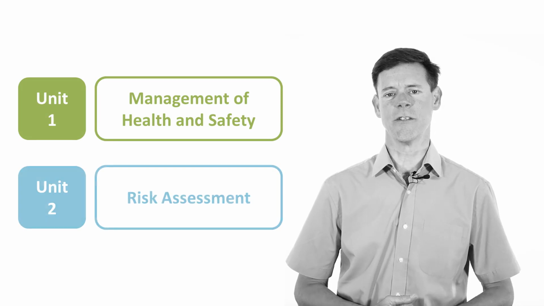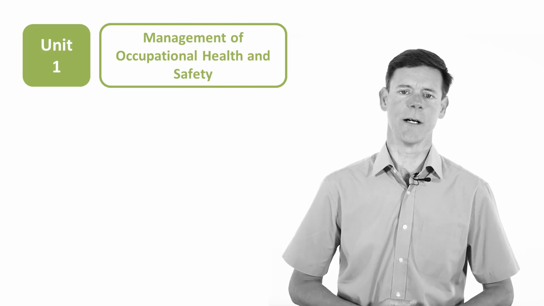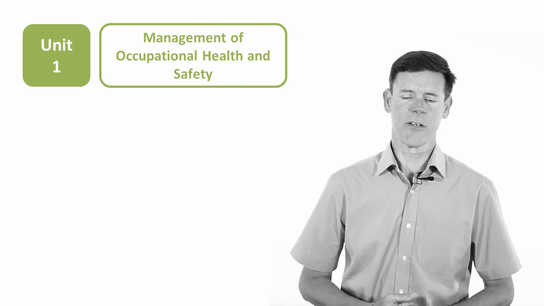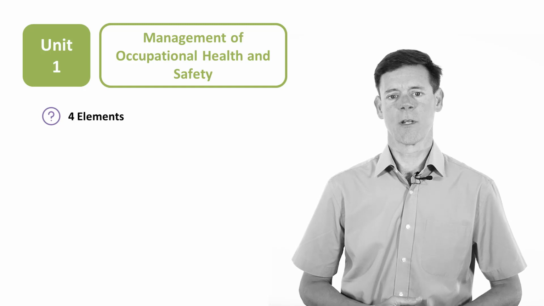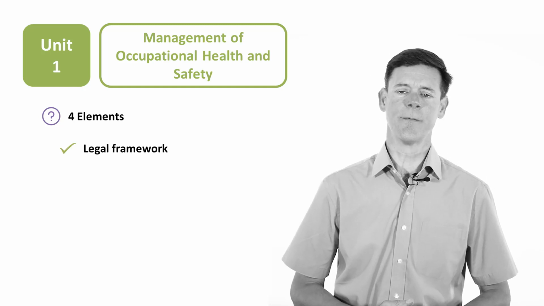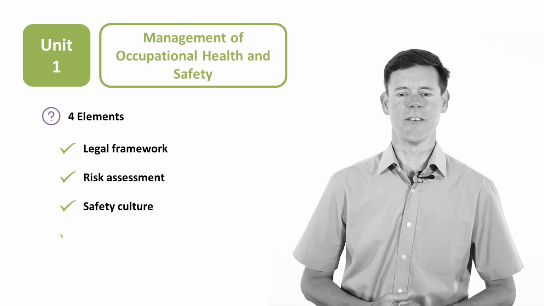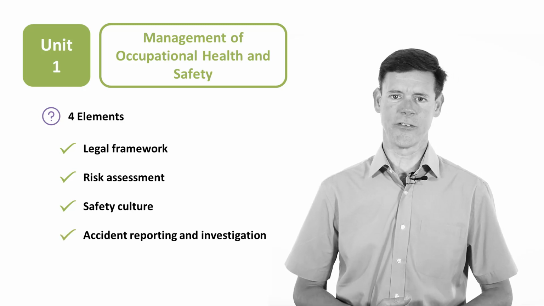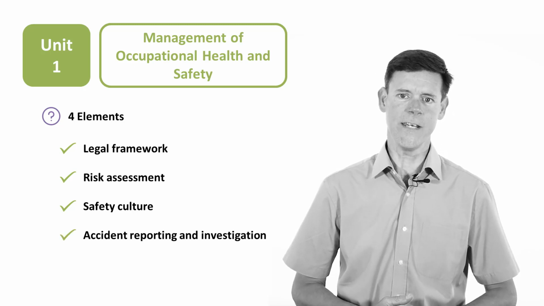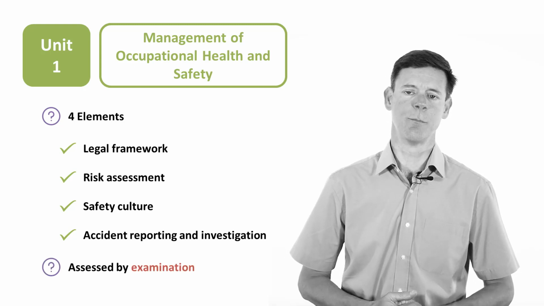Your NEBOSH General Certificate course comes in two parts, Unit 1 and Unit 2. The first part, Unit 1, is concerned with the management of occupational health and safety. It consists of four elements covering topics such as the legal framework, risk assessment, safety culture, and accident reporting and investigation. These four elements are assessed by examination.